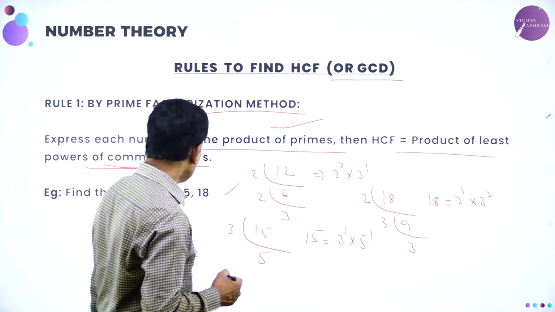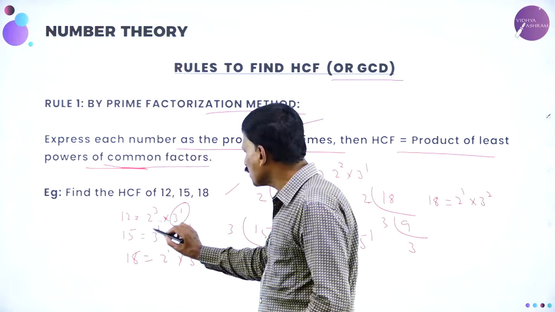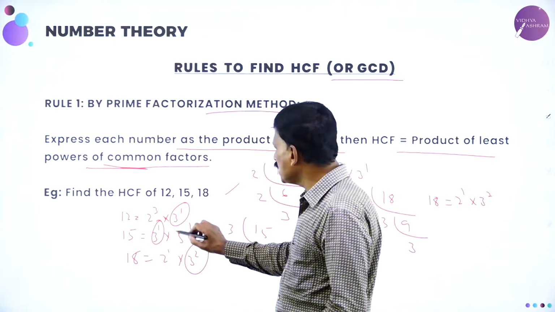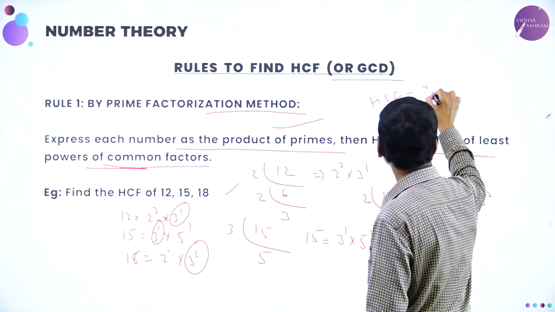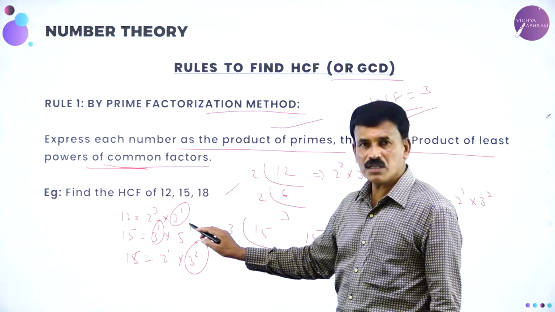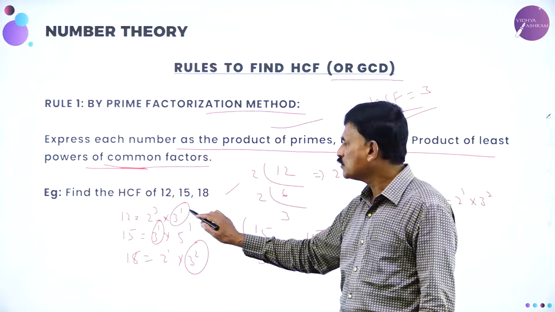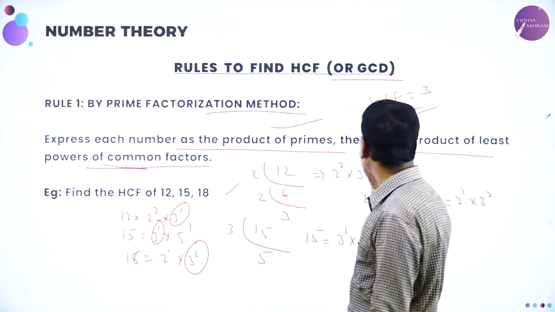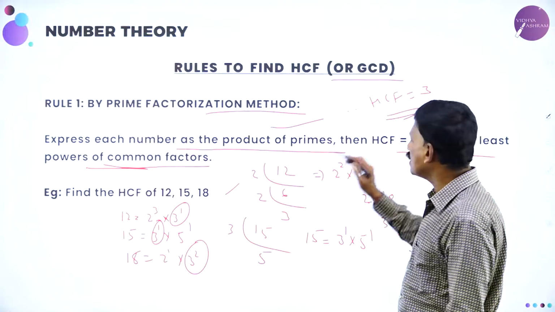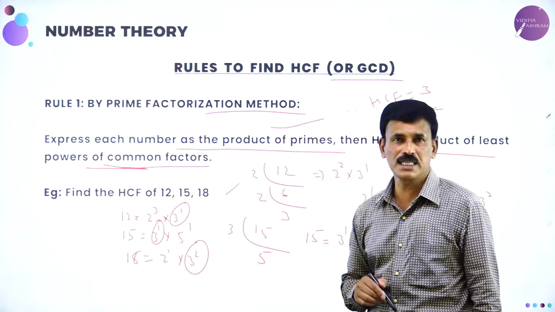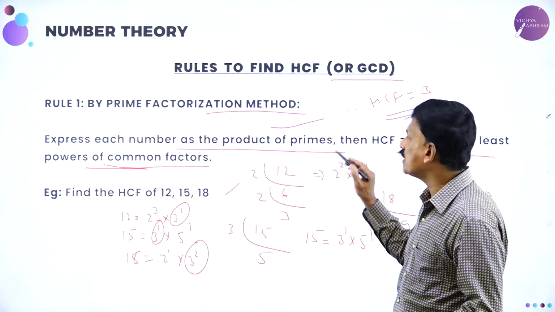Okay. Now find out the common factor in these. What is the common factor? 3 is the common factor. So what is the least power of it? 3 to the power of 1. So the HCF is equal to 3. All the common factors are 3, in which the least power is 3 to the power of 1, so therefore the highest common factor is equal to 3. That means 3 divides 12, 3 divides 15 and also 3 divides 18. Okay. This is how we find the HCF, the highest common factor of numbers, by the factorization method.